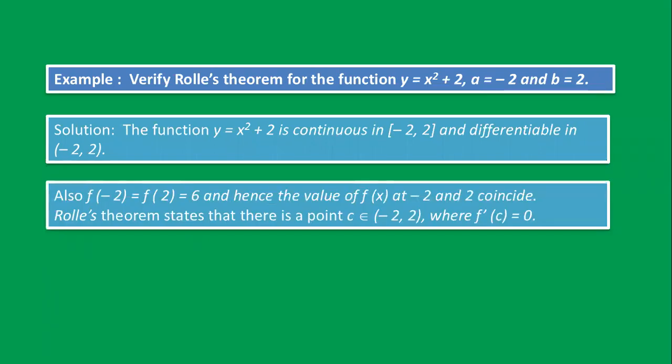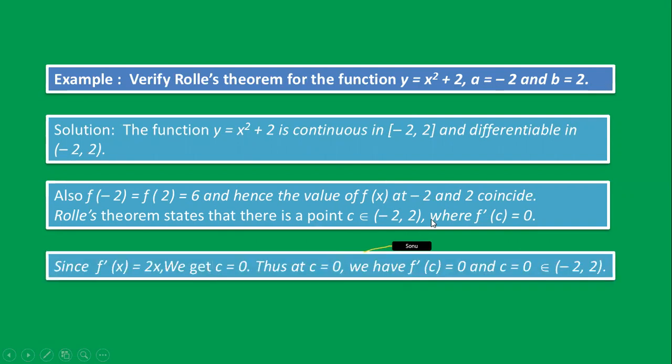Also, now we have to check the values. By putting a equal to minus 2 here, we get 4 plus 2, that is 6. And when we put b equals to 2, we also get the value 6. So both the values of f of minus 2 and f of 2 are equal to 6. So by Rolle's theorem, we are going to have a point C belonging to the open interval minus 2, 2, where f dash C is equal to 0.